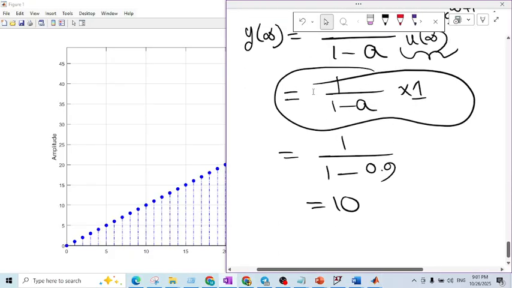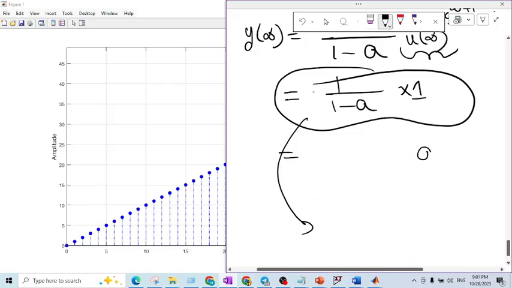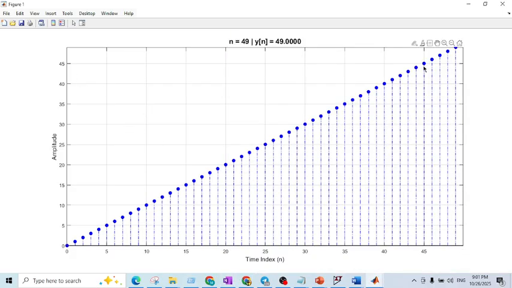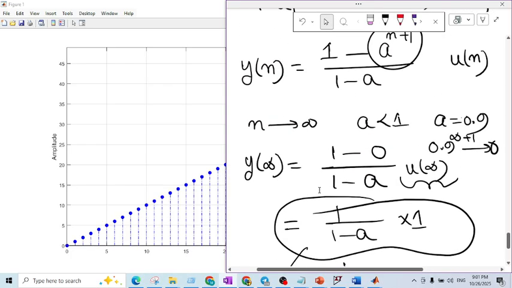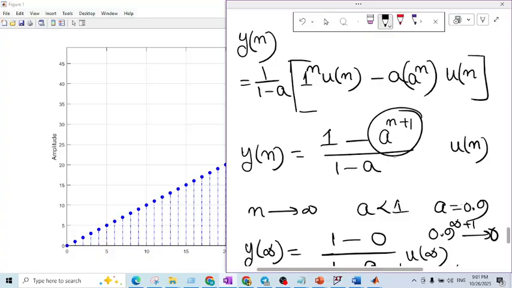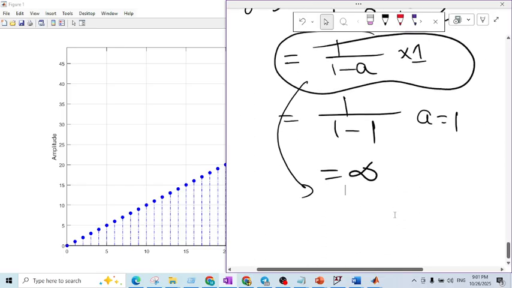Okay, so this is actually the final position, right? And if I take a equal to 1, then 1 over 1 minus 1 is actually infinity. Oh, that's why it's going to infinity, right? Okay, and what about this thing? Oh, I understand. So that's why.